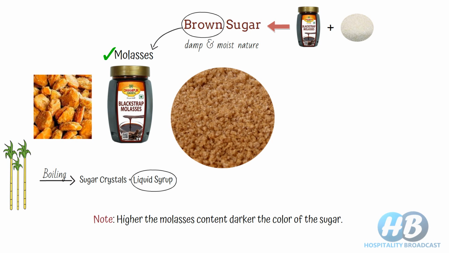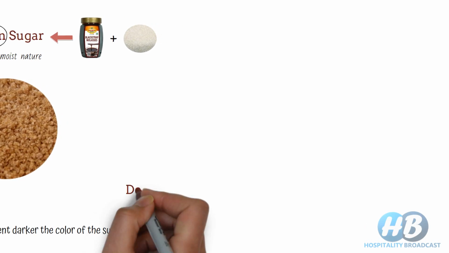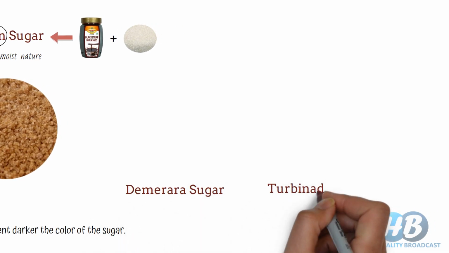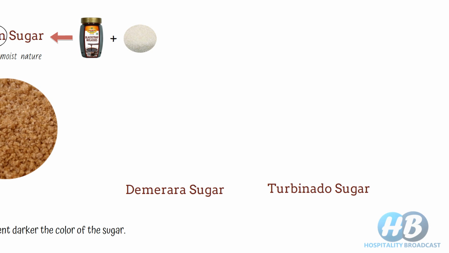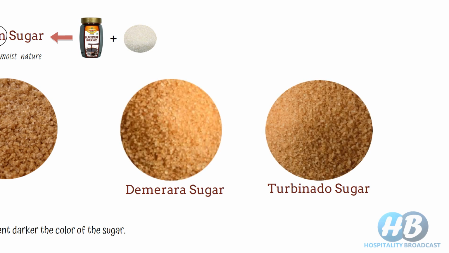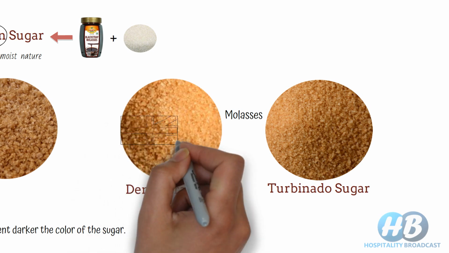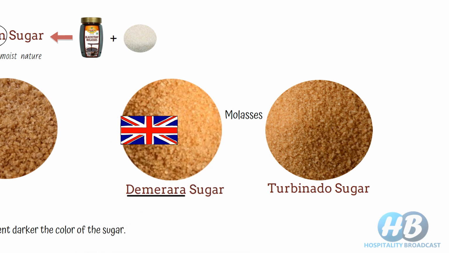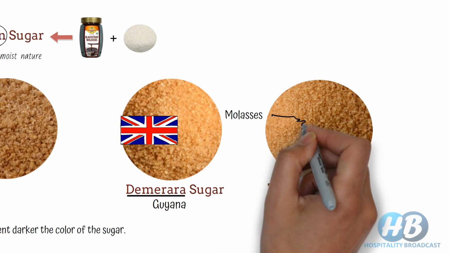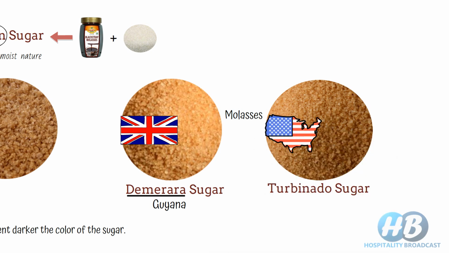Now talking about some of the famous sugars based on molasses. Two of the most confusing sugars are Demerara sugar and turbinado sugar. Both are minimally processed sugars extracted from sugarcane and retain some molasses, which gives a golden brown color to both these sugars. Now what's the difference? Demerara sugar is obtained from the British colony of Demerara, now called Guyana. So it's very popular in England, while in the US people use turbinado sugar in place of Demerara sugar.